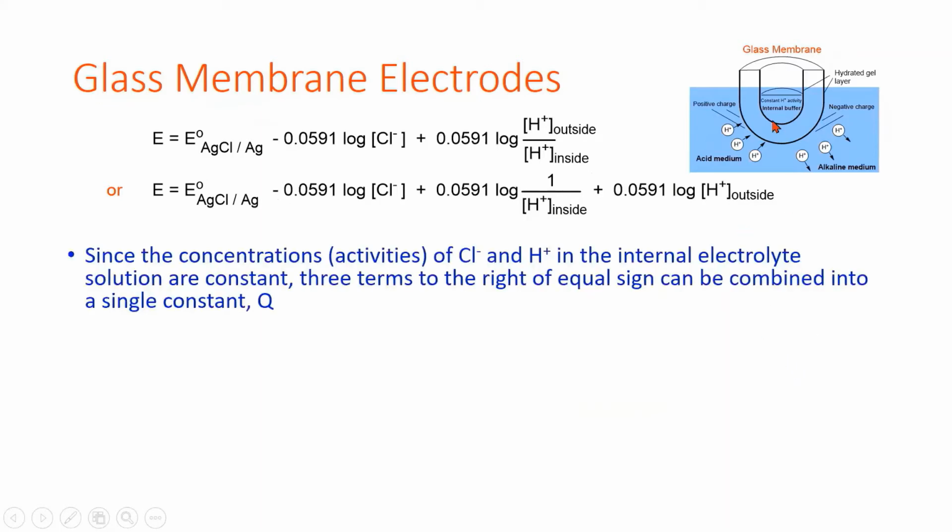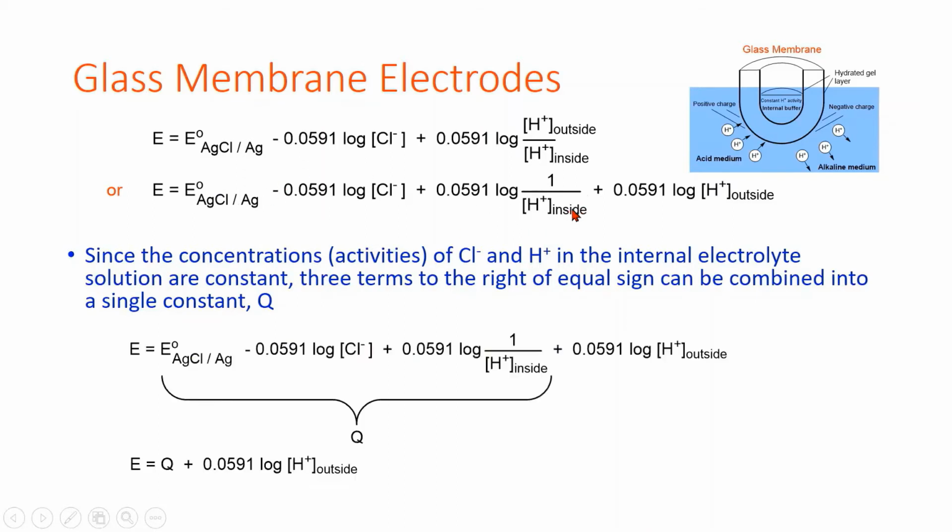Since the concentrations of chloride ions and H ions in the internal electrolyte solution are constant, therefore, these three terms can be taken equal to Q, and the potential is Q plus 0.0591 log of H ions outside.